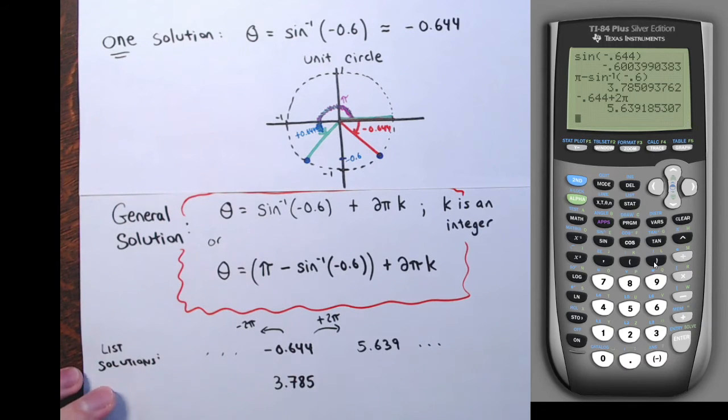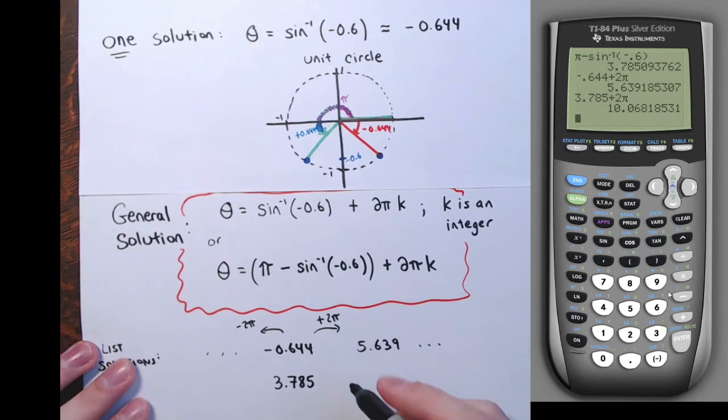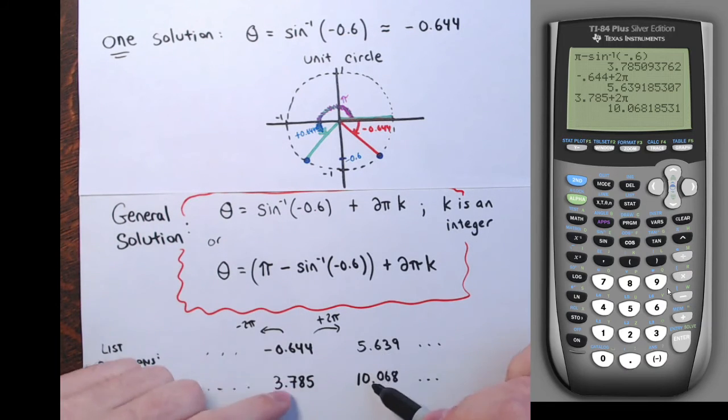Same thing for the 3.785, right? Add 2 pi, subtract 2 pi, just keep doing that. So another solution would be approximately 10.068. And again, I just keep adding 2 pi and keep subtracting 2 pi this way. So right now I've shown you here are 4 solutions to this equation.